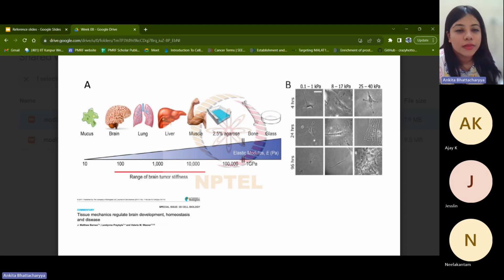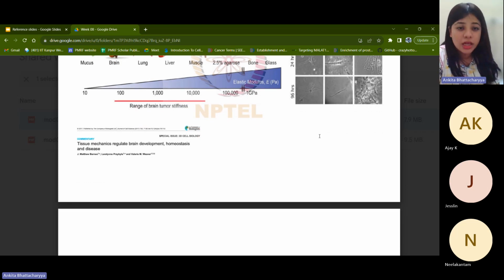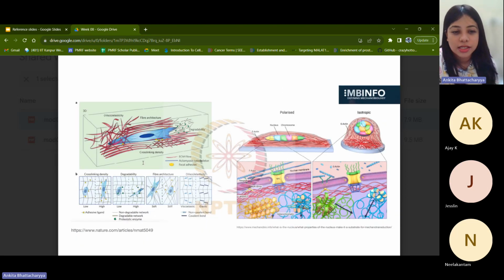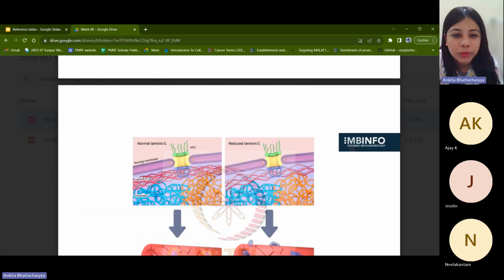So you can see that there is a comparison shown between mucus, brain, liver, lung, muscles, agarose, bone, glass, etc. Their elastic moduli are being shown, and you can see how they differ over time, and how the mechanics of the tissue has a role to play in the development of the brain, the sort of diseases it can cause, and how homeostasis under normal circumstances is maintained. So I think this shows pretty much the same thing. It's probably not something that they went into. I will move past this slide.